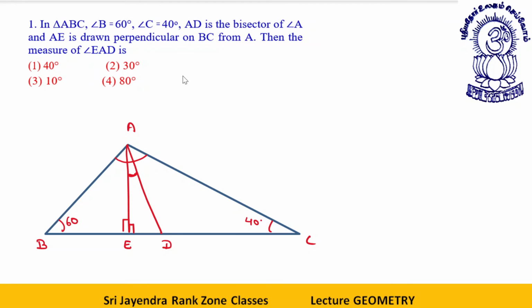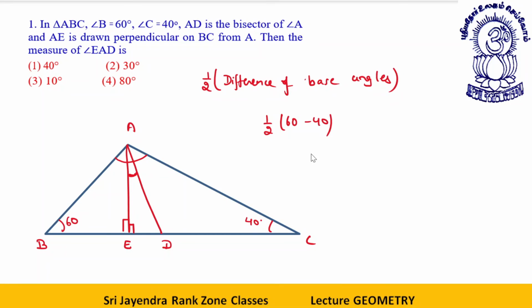Let me tell you the direct shortcut first, then I will prove this question. The direct shortcut for this question is half of the difference of the other two base angles. That is half of 60 minus 40, that is half into 20, that is 10.